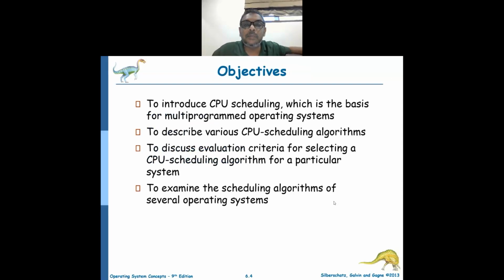CPU scheduling is the basis for multi-program operating systems. What does multi-program mean? Multi-program means the operating system can run multiple programs at one given time. To describe various CPU scheduling, we are going to look at the various scheduling methods which are available and examine each of them to see which is the best algorithm.